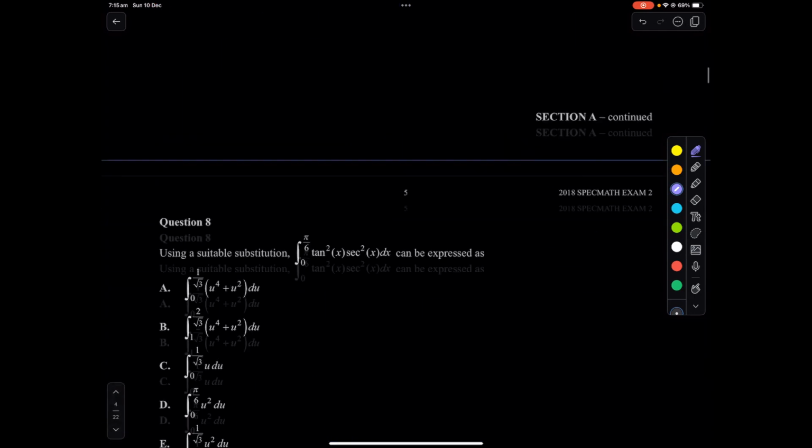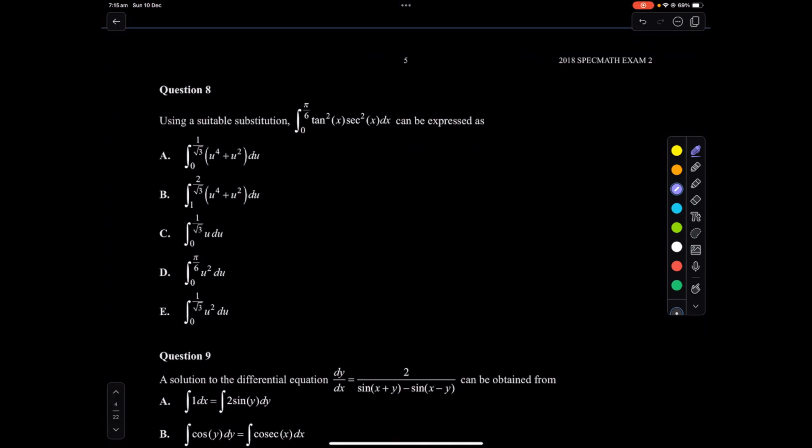Nice. Next question. Question 8. Using a suitable substitution, the integral from 0 to pi over 6 of tan squared x secant squared x can be expressed as what? Okay, so if I let u equal tan of x, because I know the derivative of tan of x is secant squared, that's great. What do we know? We know that hence dx will be 1 over the derivative of tan of x, it's actually equal to 1 over secant squared of x du.